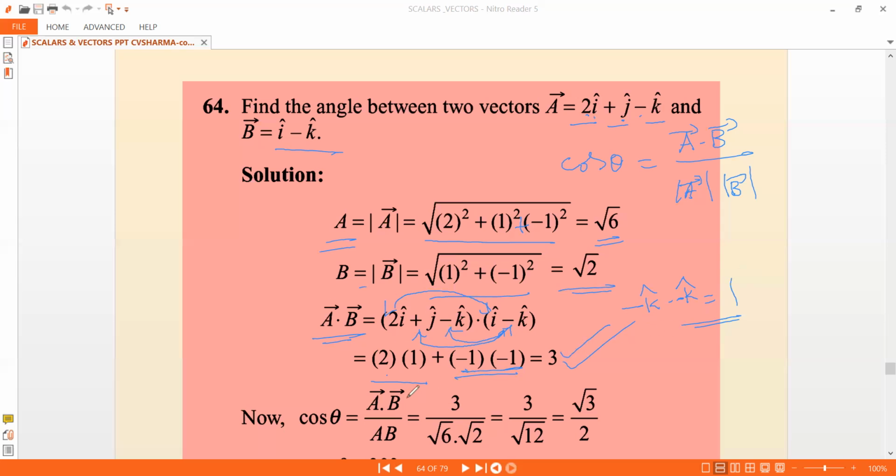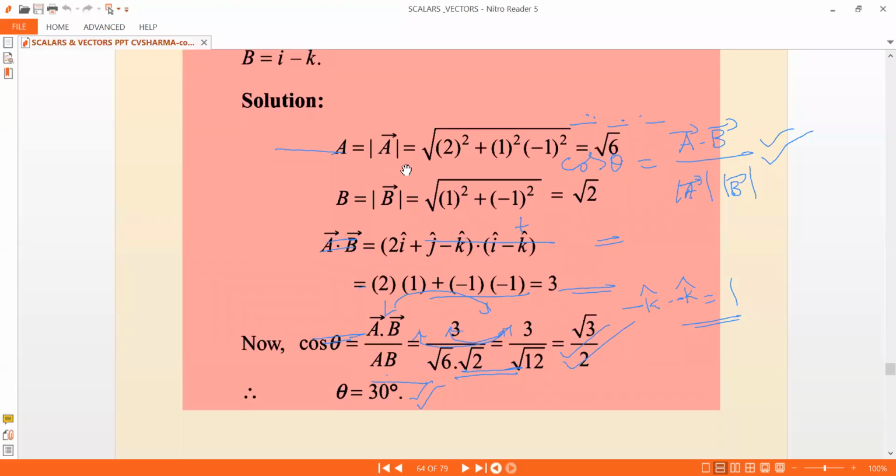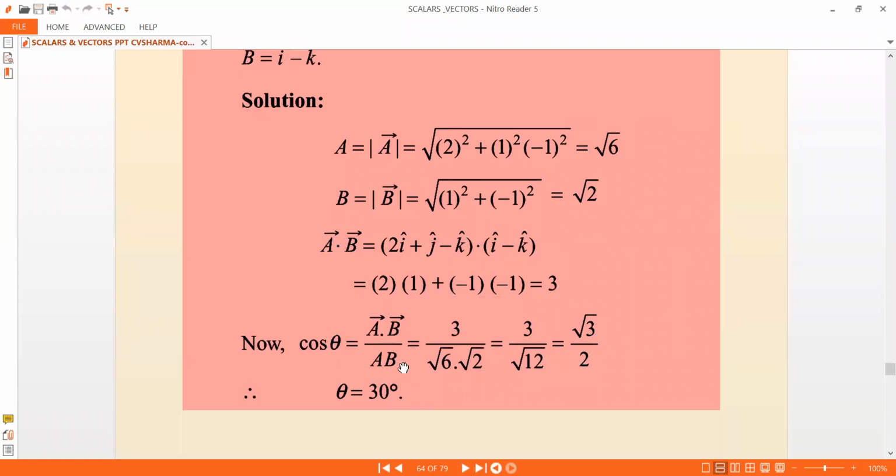And now cos theta is given by the formula which I told you earlier. So this is the cos theta, that is a bar dot b bar divided by mod a bar into mod b bar. Mod a bar is a and mod b bar is b. Just plug in those things, you get the answer √3/2. So 3 by √6 into √2. I hope you can cancel this and then get √3/2. So that's how you get the answer.